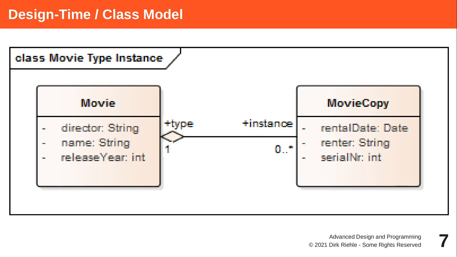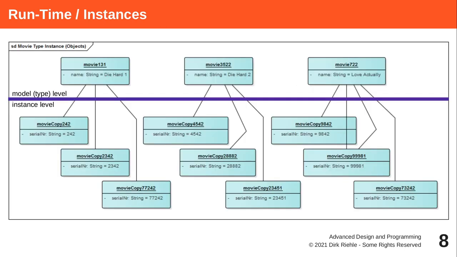And then you would have a one-to-n relationship between the movie and the n many instances of streaming that movie. And at runtime, so not at design time, you now get a set of objects that might look like this. In this example, you have three movie objects, one for Die Hard, one for Die Hard 2, and one for Love Actually. It's three separate movies, which all get streamed once in a while or very often, depending maybe on the seasons. And here, coincidentally, each movie has three streaming instances shown.